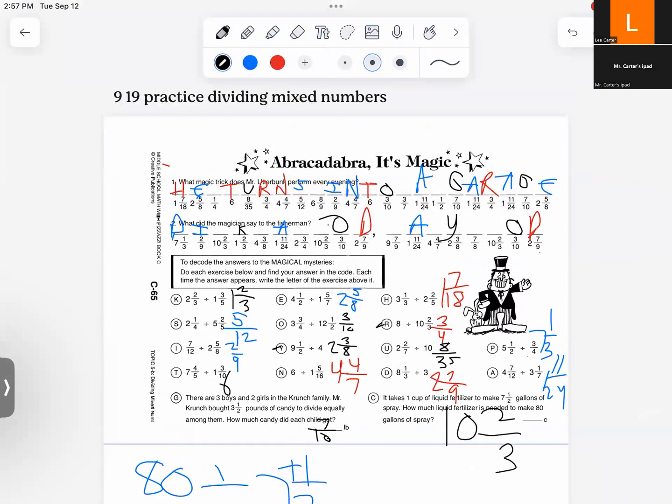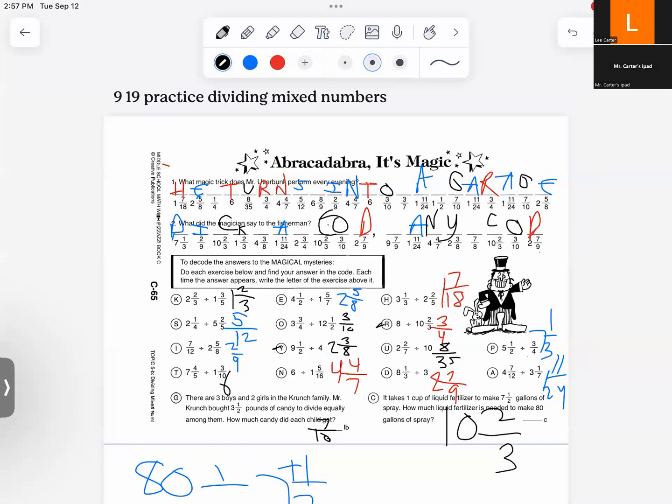All right. Oh, got an N right there. And then a 10 2/3 here. All right, so I think we've got it here.